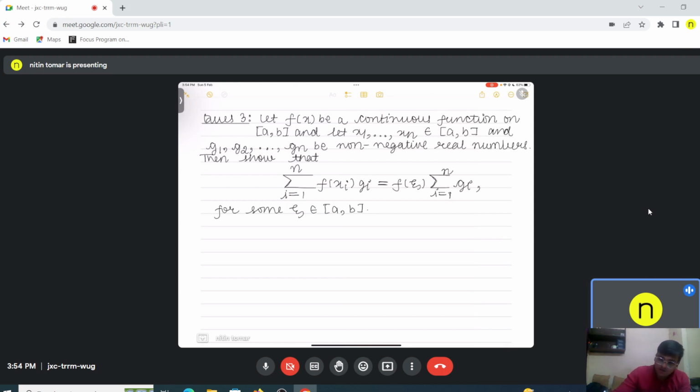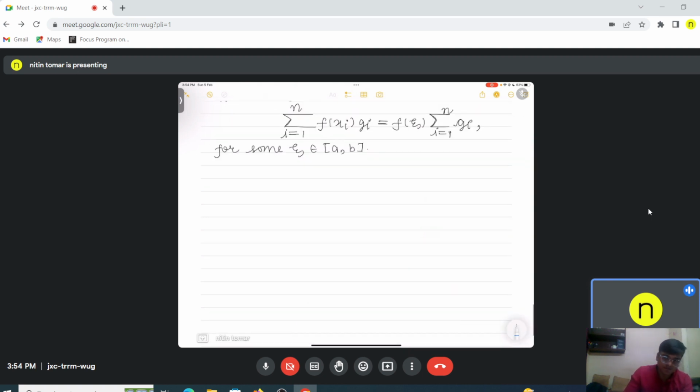So let us see how should we proceed in this question. This is actually a very interesting problem. Proof. So what are we given? We are given that gi is non-negative for i equal to 1, 2 up to n. This is given.